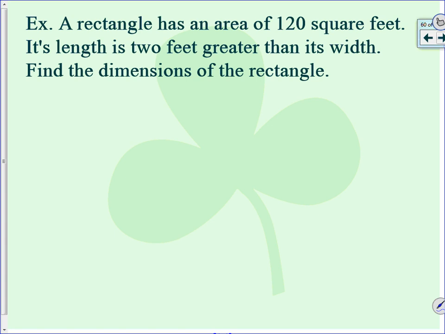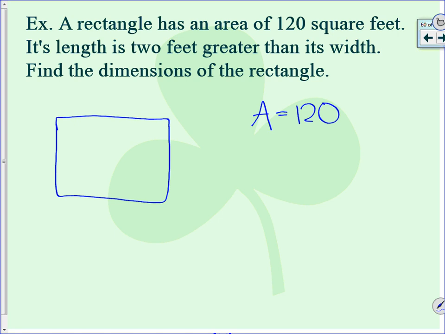All right, so this is another application problem that might pop up. We've dealt with rectangles a lot. So let's draw one just to get a sense of what's happening. We know the area is 120 square feet. And then we know its length is 2 feet greater than its width. How do we want to represent our sides if that's the case?